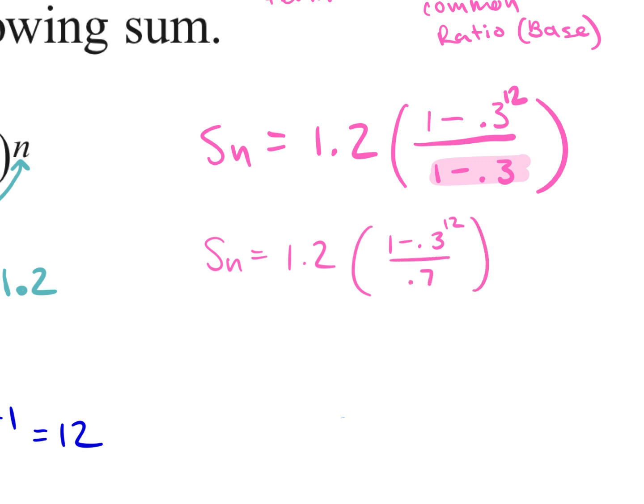On the top, you cannot do 1 minus 0.3 and get 0.7 and then raise that to the 12th power. You have to do the exponent first. So we have to do 0.3 to the 12th power. So I'm going to do 0.3, raise that to the 12th power.